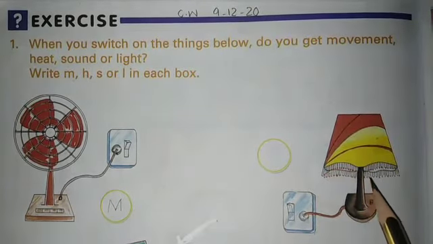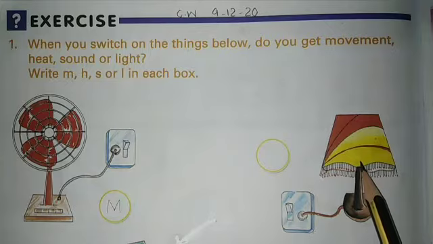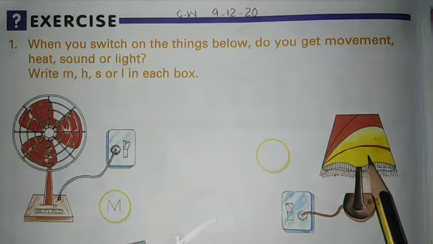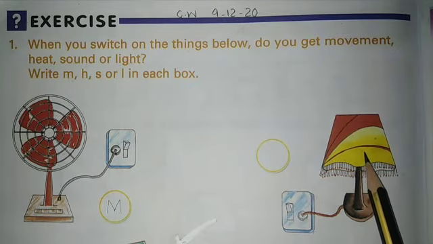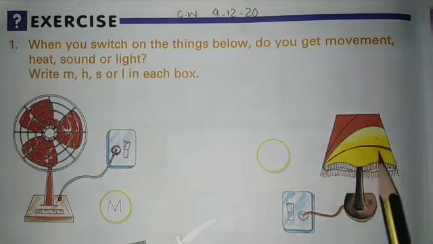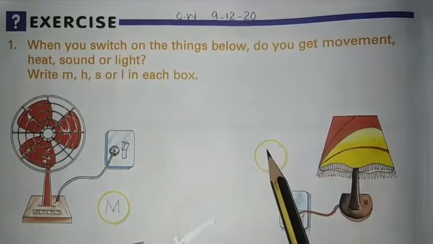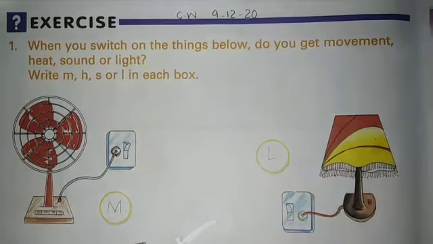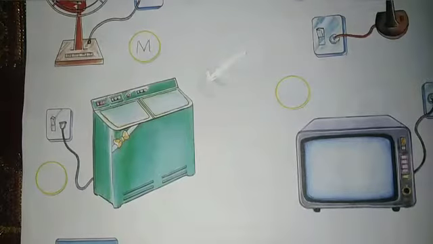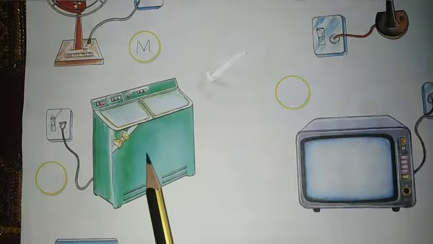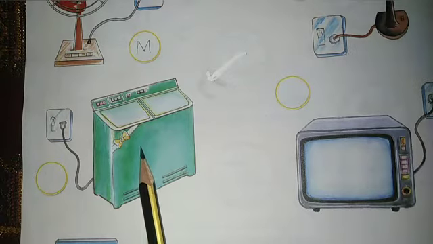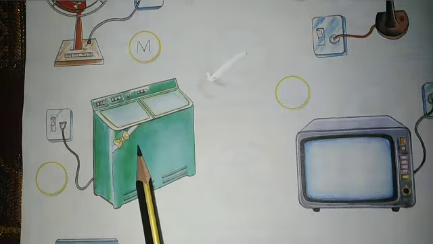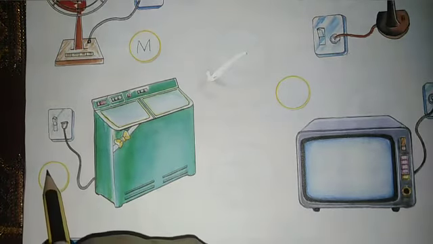Second appliance is the lamp. When you switch on the lamp, which action do you get? Movement, heat, sound or light? Obviously we get light by this lamp. So we will write L for light. You will write here L. On number 3, we have the washing machine. Which action do you get when you switch on the washing machine? Obviously we get movement. So we will write M for movement.